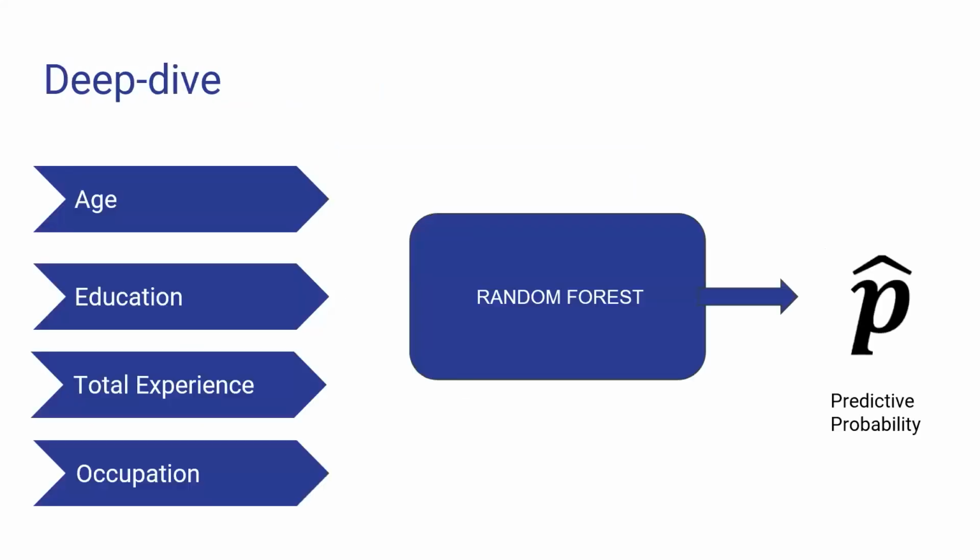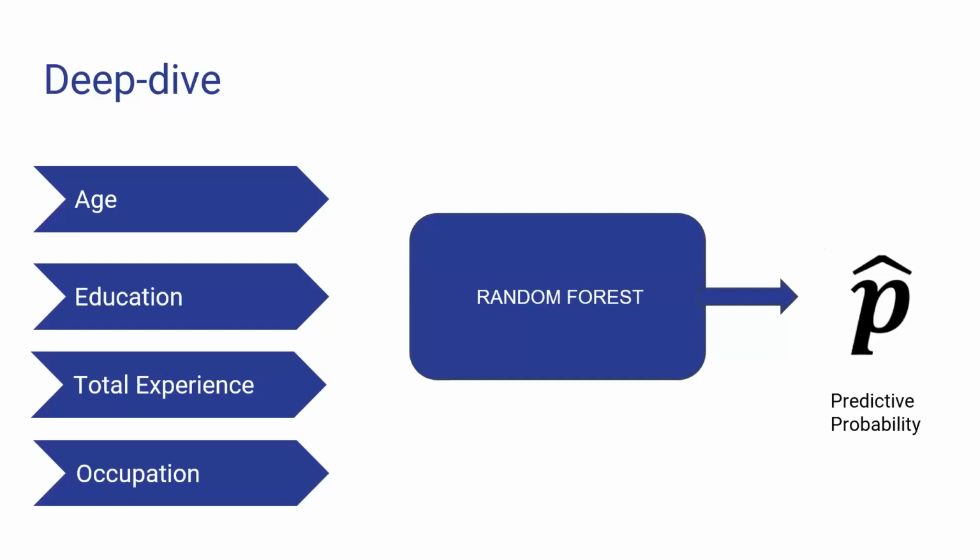All right, let's move further. Imagine you have age, education, total experience, and occupation. You feed them into a random forest model. Imagine you have chosen random forest as the model. Now you will calculate the probabilistic estimate here. This is your predictive probability.